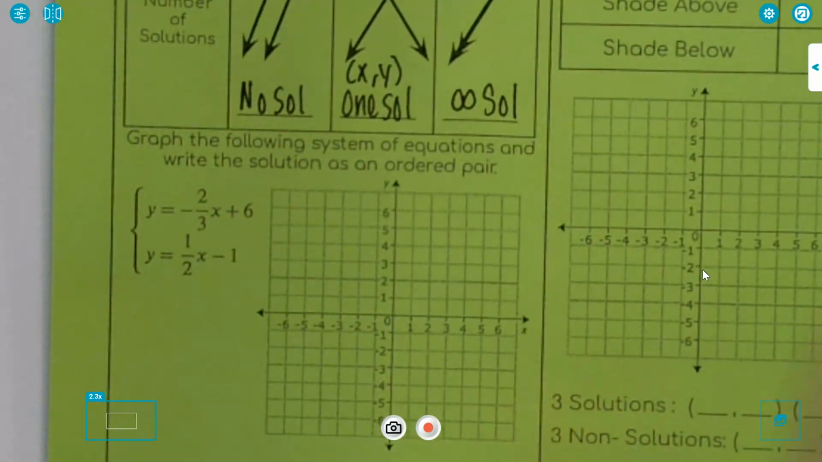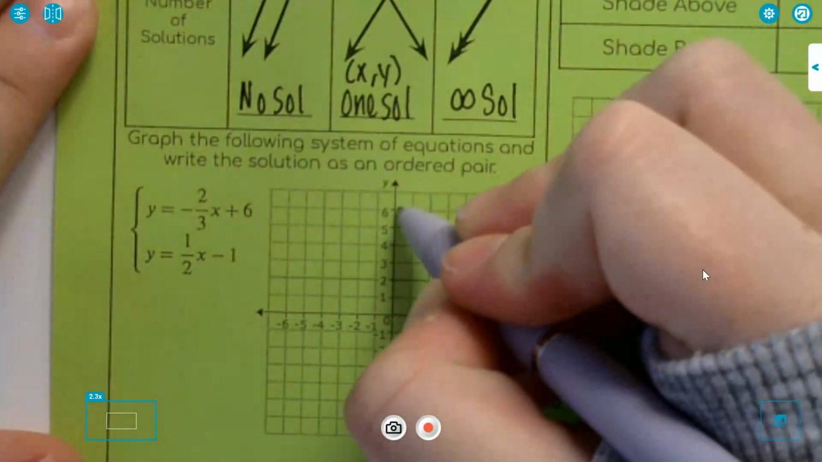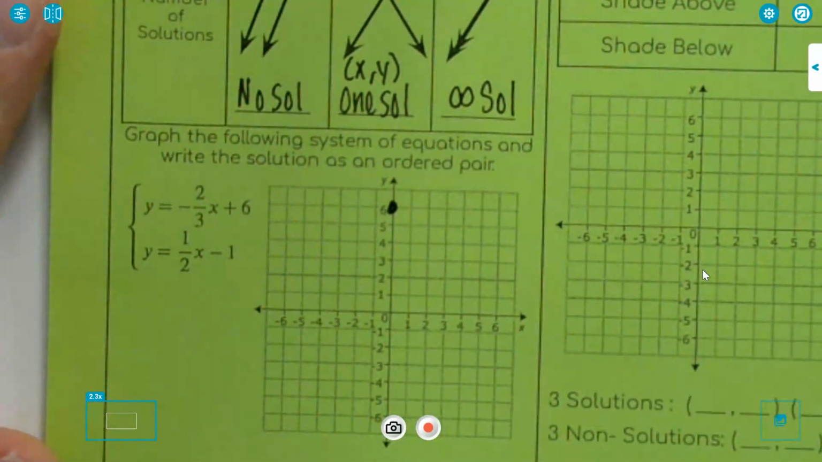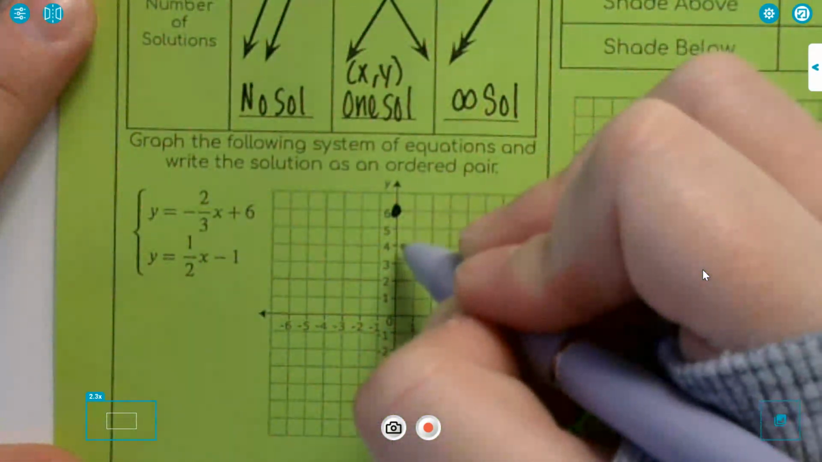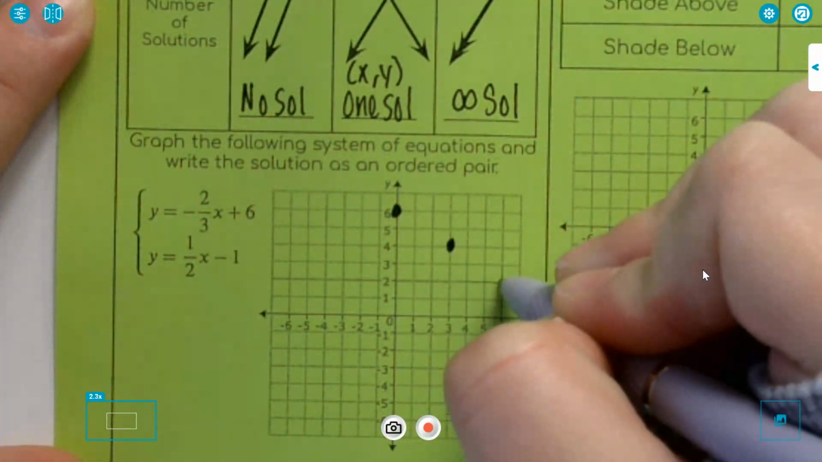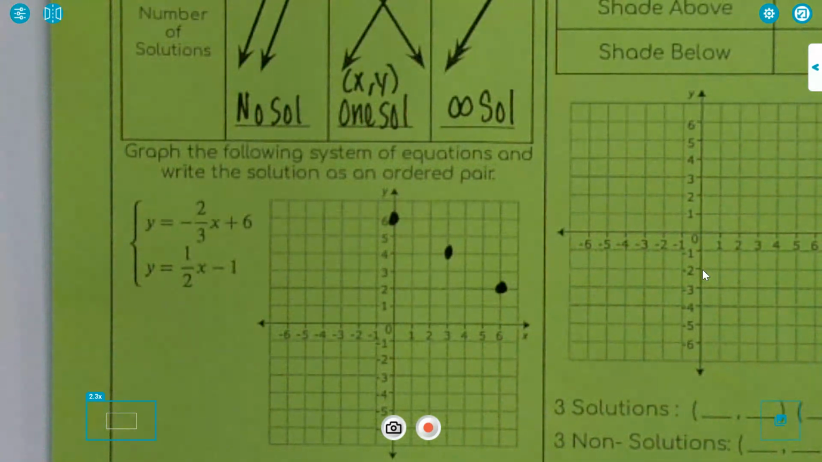Okay, we've got 1 example of graphing with both equations in slope-intercept form, because that's the most practical time to graph. So we've got y equals negative 2/3 x plus 6. We're going to start at a y-intercept of 6. We're going to graph negative 2/3, so we're going to go down 2, right 3, down 2, right 3. Connect those puppies.